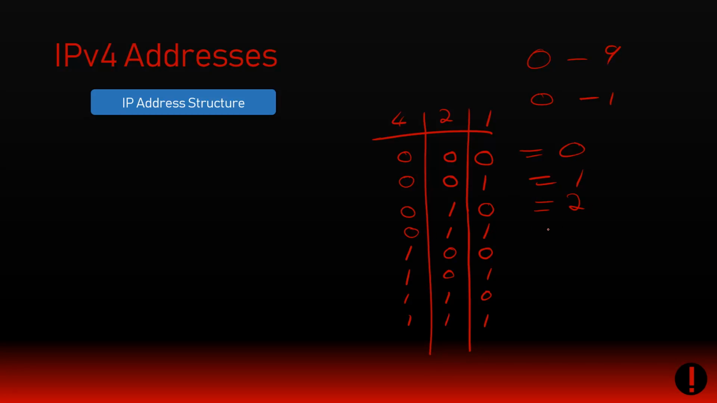If the 2 and the 1 are turned on, that is equal to 3. If the 4 is turned on, that's 4. If the 4 is turned on and so is the 1, that's 5. If the 4 and the 2 are turned on, I think you're getting the idea, right? There's 6. And if we've got the 1, 1, 1, so that's 4 and 2 and 1, because remember, it's add it up if it's turned on, add it up if it's turned on, add it up if it's turned on, that is equal to 7.